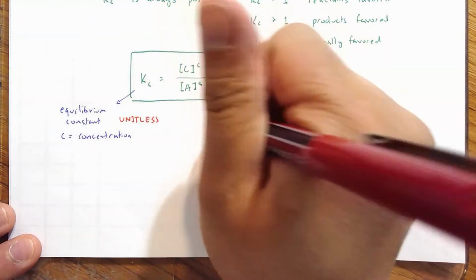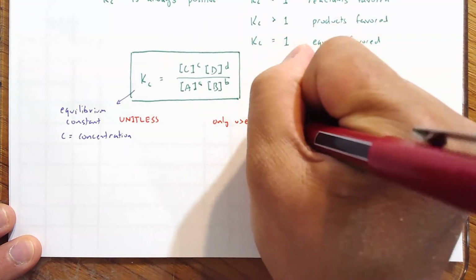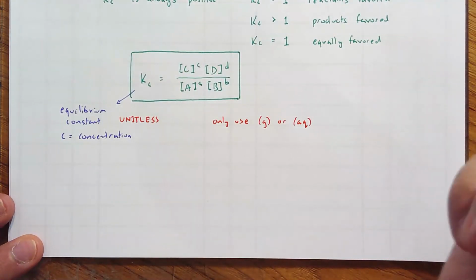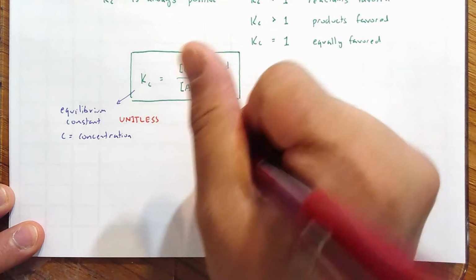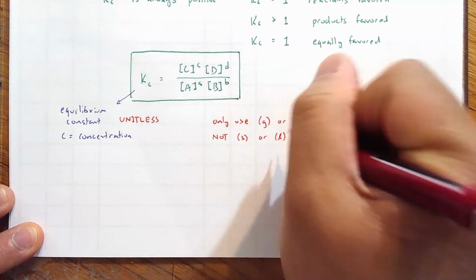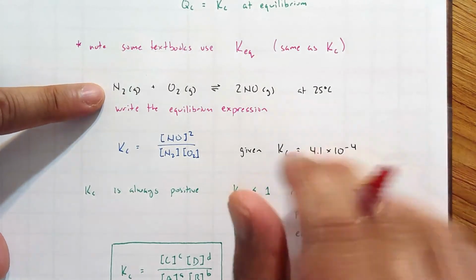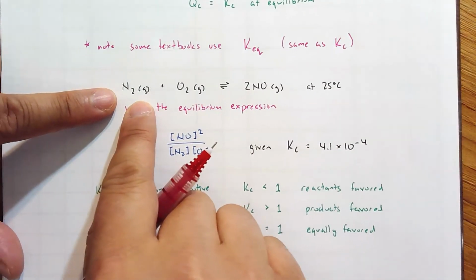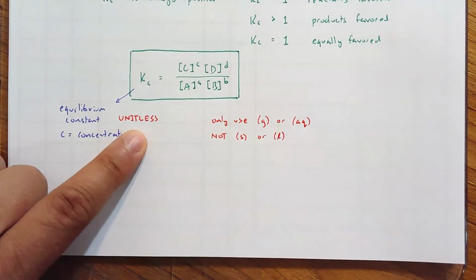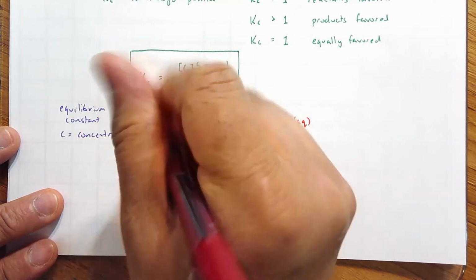Again, only use compounds that are in the gas phase or aqueous. I'm going to repeat this over and over again because this is a mistake that I sometimes make. Not if the compound is solid or liquid. So you need to know the states or phases, or the problem will give you the states or phases. Oh, that's also what I wanted to say. It's unitless, and K is temperature dependent.